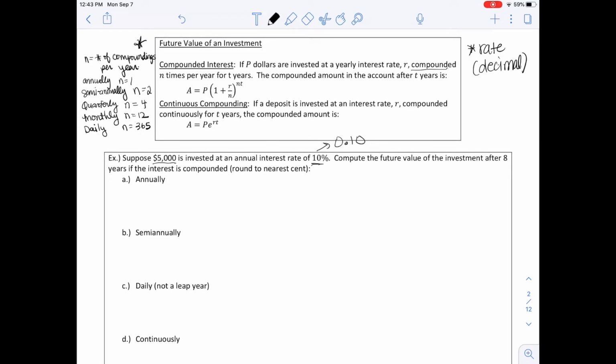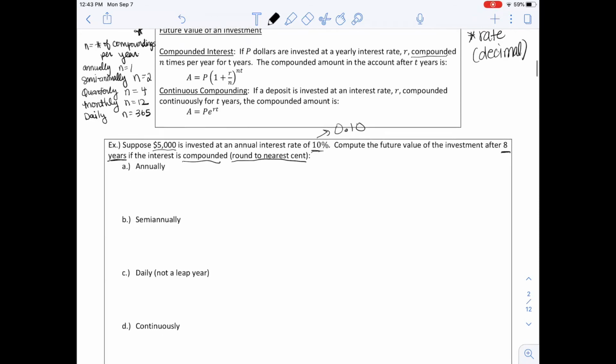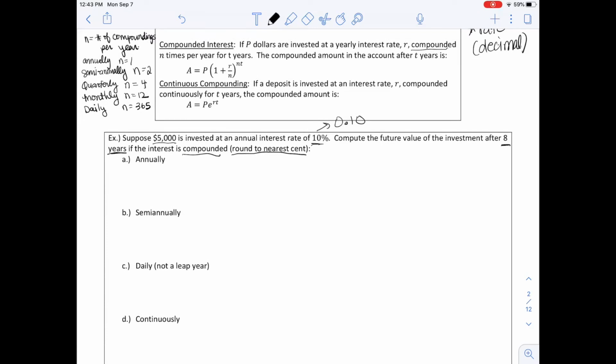And then it says to compute the future value of the investment after 8 years, so that would be our T. And it says if the interest is compounded, and we have different parts. Part A says annually, semi-annually, daily, not a leap year, and continuously. It also tells us to round to the nearest cent, which is what we normally do when dealing with money. So the first one says it's compounded annually, and since it says annually, we know that n is equal to 1.